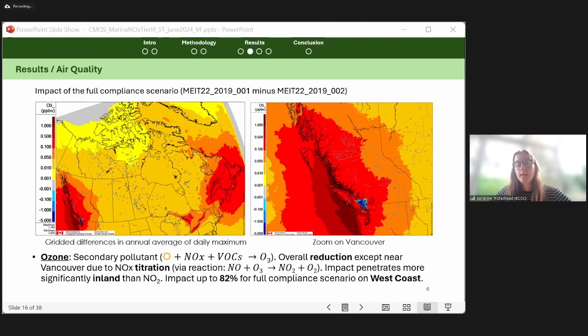And as Annie specified a little bit earlier during her presentation, this is due to the NOx titration chemical reaction. This occurs in VOC-limited environments or where we have a lot of NOx emission, in very polluted cities. When there's less NOx, there's less ozone used up by the NOx titration reaction. So inversely, if we reduce NOx, then there's more ozone in the atmosphere. This time the maximum impact reaches up to 82% on the West Coast again.